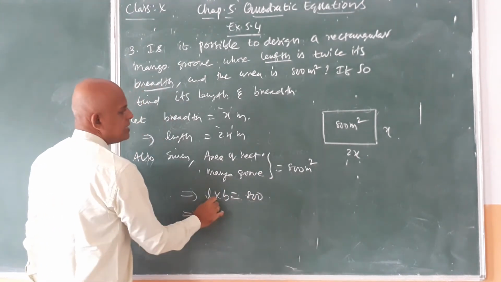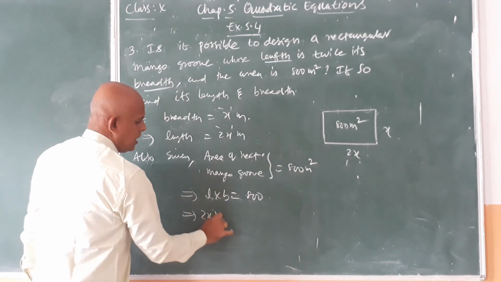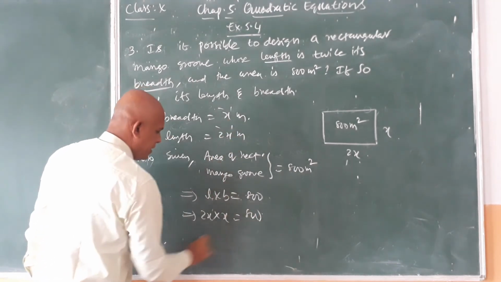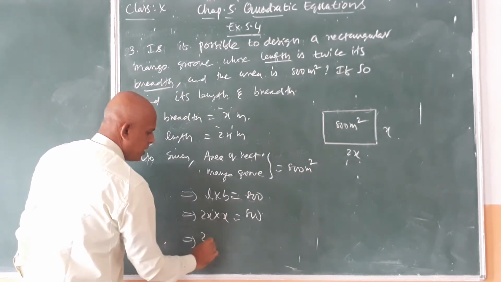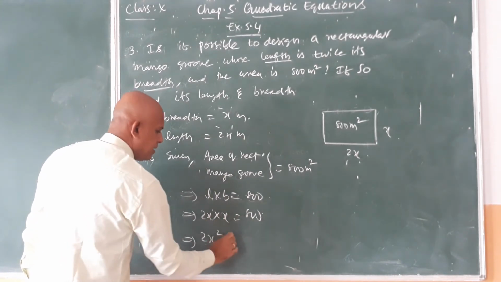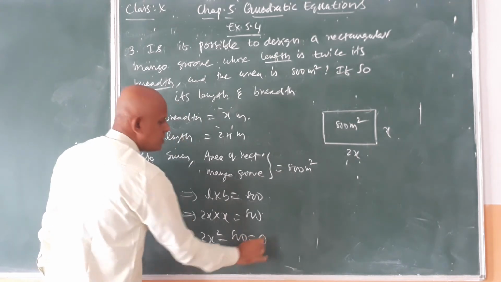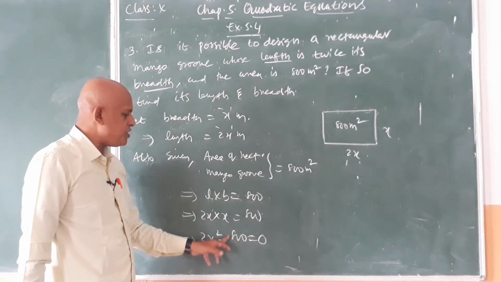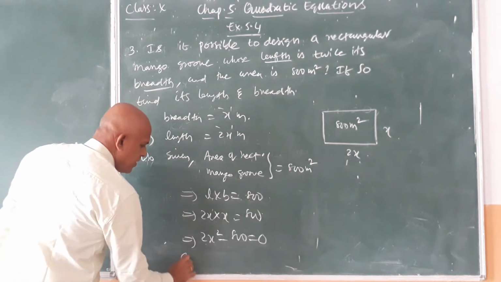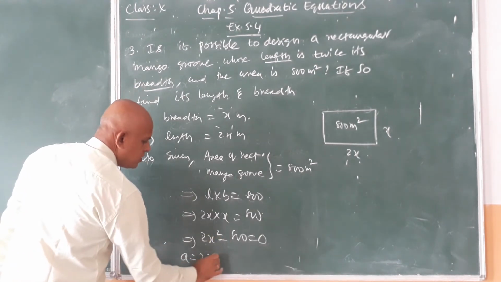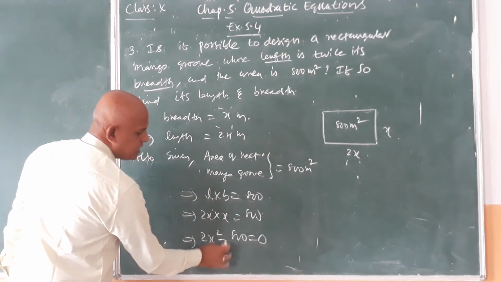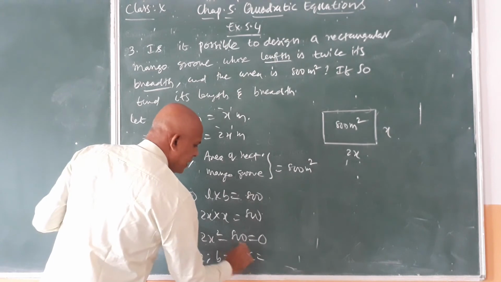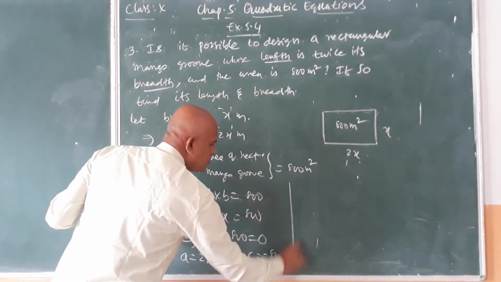Now substitute. Length is equal to 2x, and breadth is equal to x, so 2x into x is equal to 800. That implies 2x square, minus 800 on this side, minus 800 is equal to 0. Now it is in the form of a quadratic equation, though the x coefficient is not there. So a, the x square coefficient, is equal to 2. There is no x term, so b is equal to 0, and c is equal to minus 800.